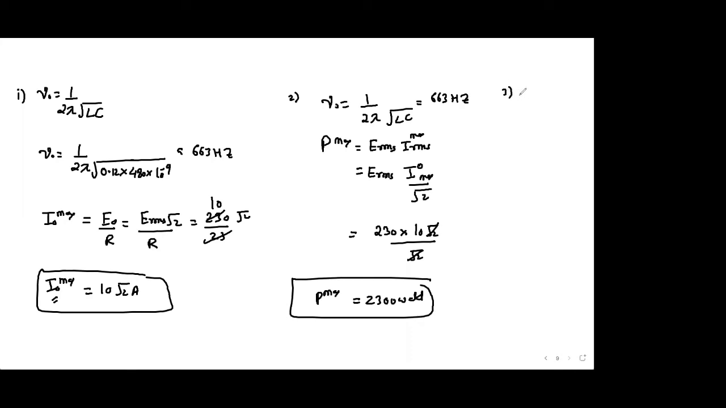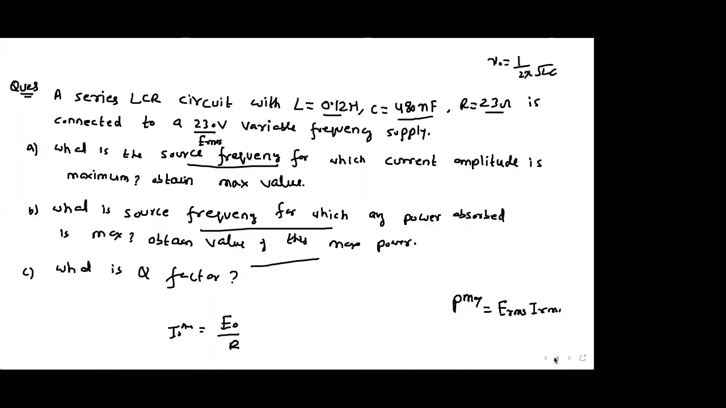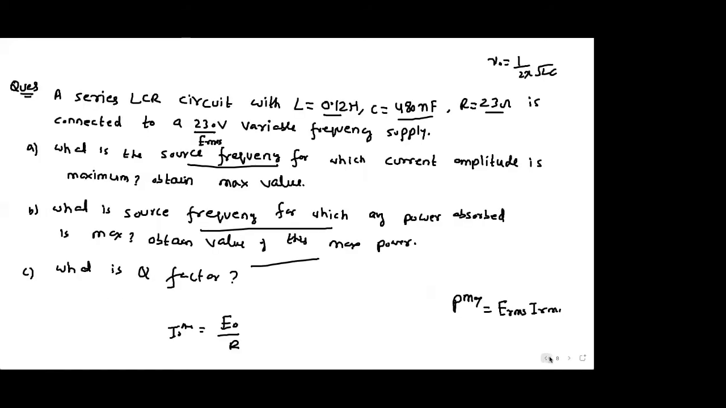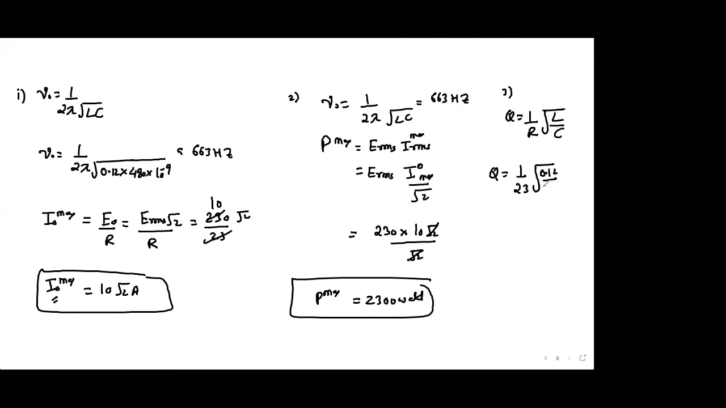And the last part, third, quality factor. See, quality factor is just 1 by R root over L by C. You can substitute all values. 1 by R is 1 by 23. It's root over L, 0.12, divided by C, which is 480 nanofarad. When you solve this, quality factor comes out to be 21.7.